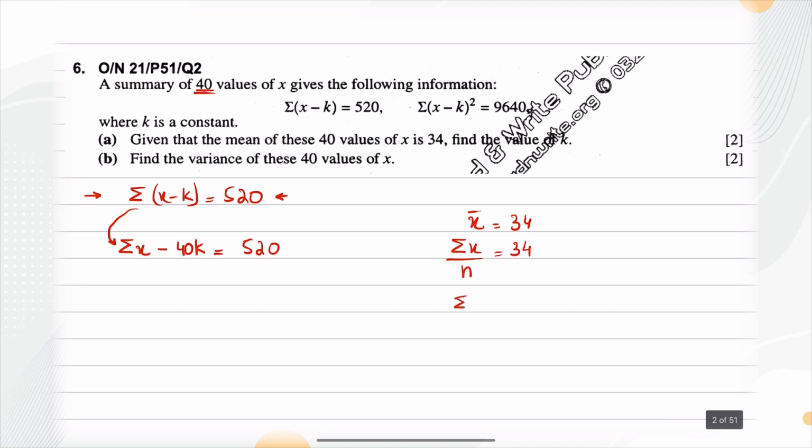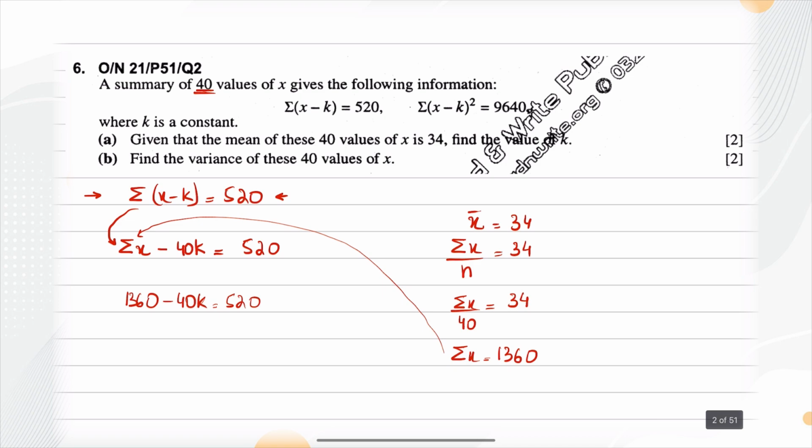Now how many terms do we have here? We have a total of 40 terms. So summation x divided by 40 equals 34. If you cross multiply, that will give you summation x, which is equal to 1360. As you can see, we have successfully found summation x. So we're going to replace summation x with 1360, minus 40k, which is equal to 520.